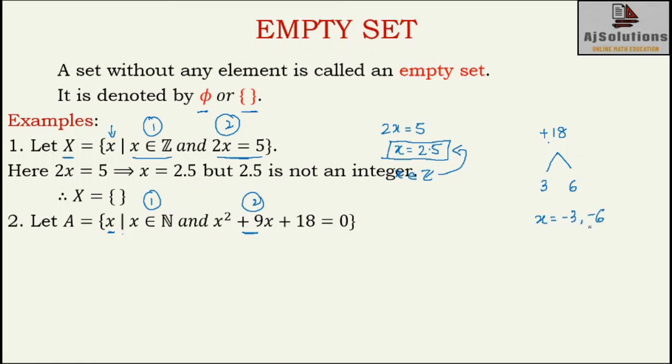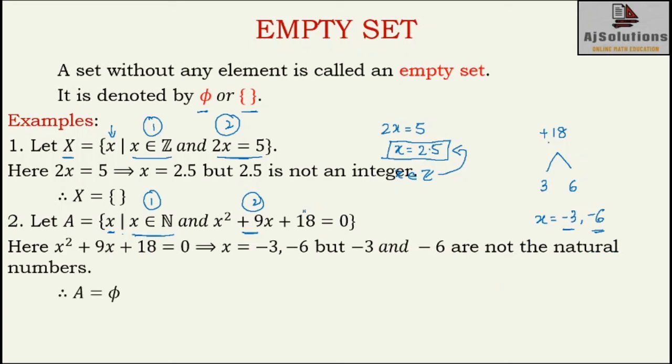And what is property 1? Property 1 says x has to be a natural number, but these are not natural numbers. So only these two are the possible solutions and they are not natural numbers. So that is why there is no such x. There is no x which is natural and a solution of this quadratic equation. That is why this set A becomes empty.